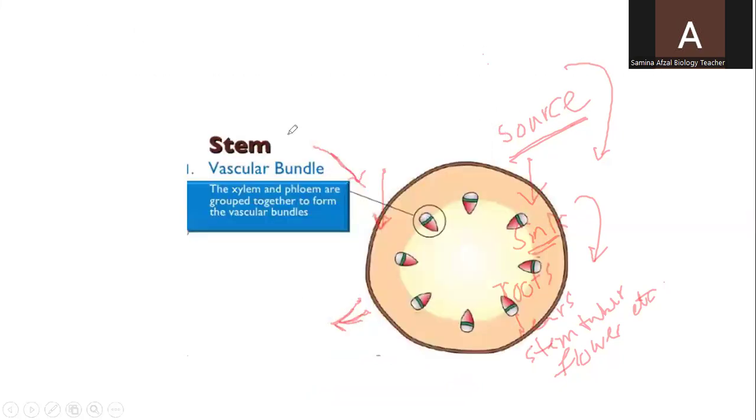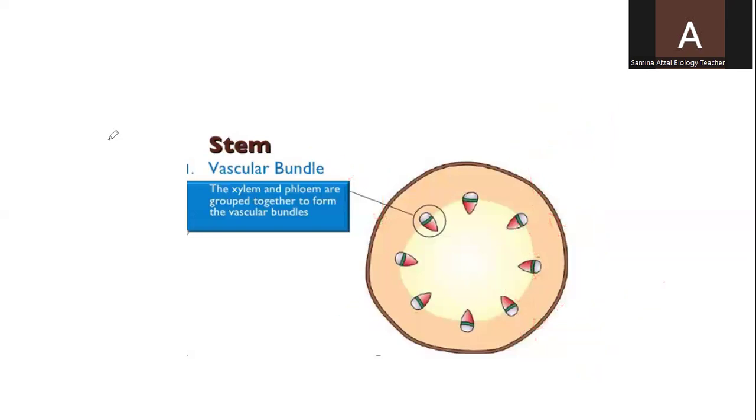Next is the location of vascular bundle in the stem. In the stem, the vascular bundle, xylem and phloem are there. You can see in the stem, they are present in the form of a circle in this way. The shape of these vascular bundles is just like this.